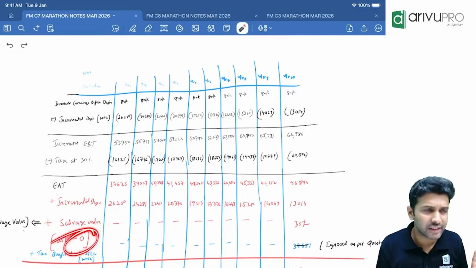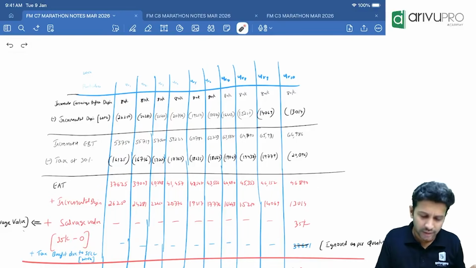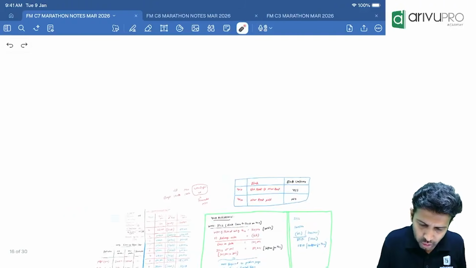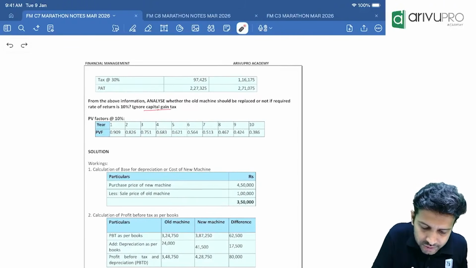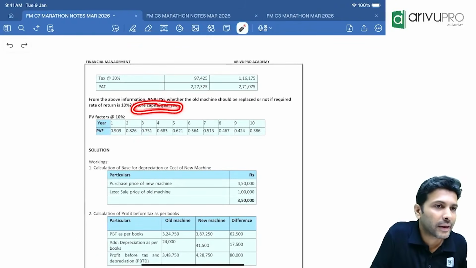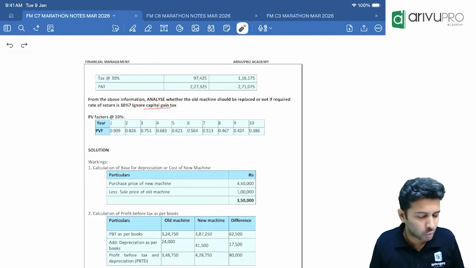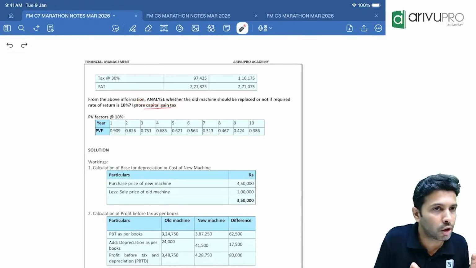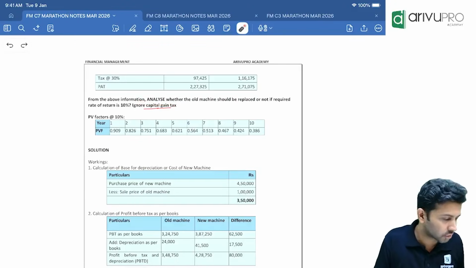Short-term capital gain is there. I will discuss that a little later. Why am I not doing short-term capital gain here is because of this culprit. They told in the question, ignore capital gain tax. First, we will solve this question. Then I will tell you this concept using this problem only. If this word was not there, how we would have solved it, I will tell. But first, let's finish off this question.